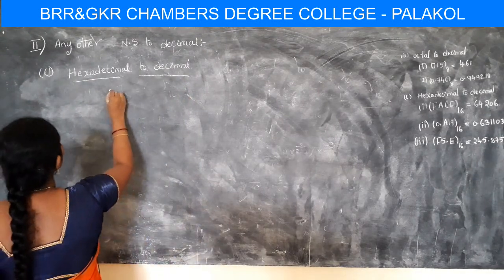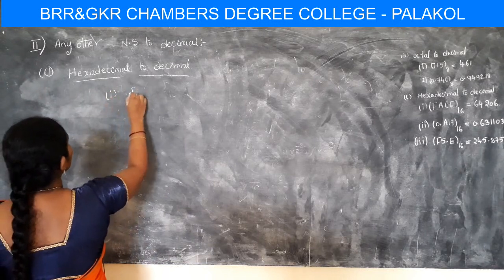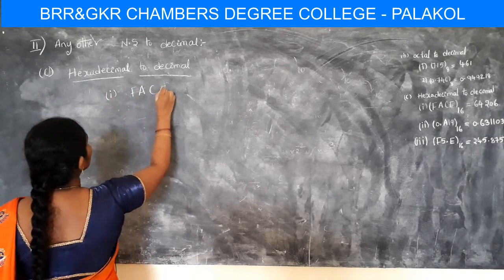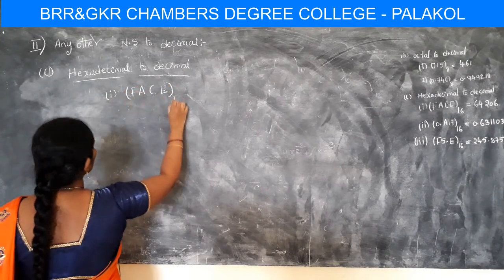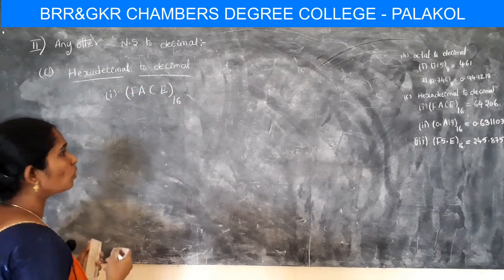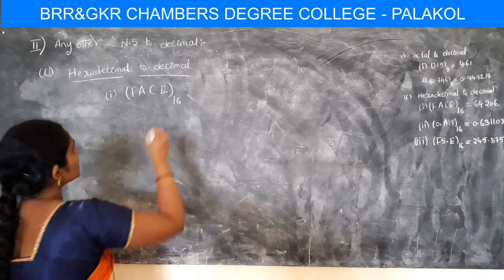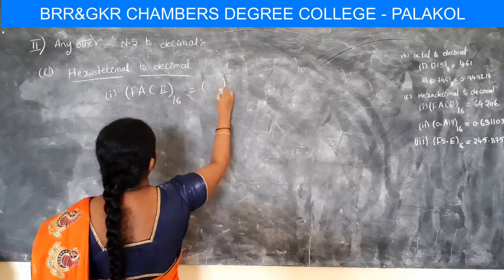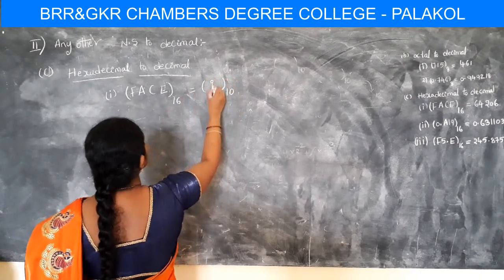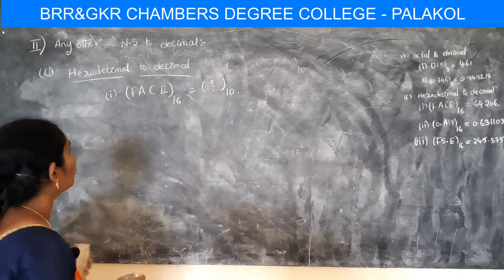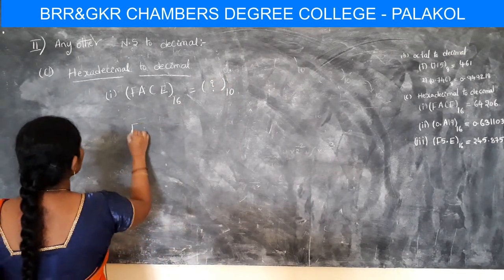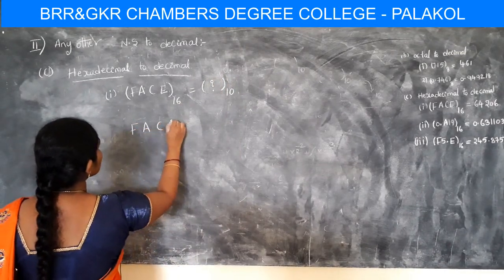So the first question is this. This is a hexadecimal number, so we will convert this hexadecimal to a decimal. The question is like this, and the number is FACE.